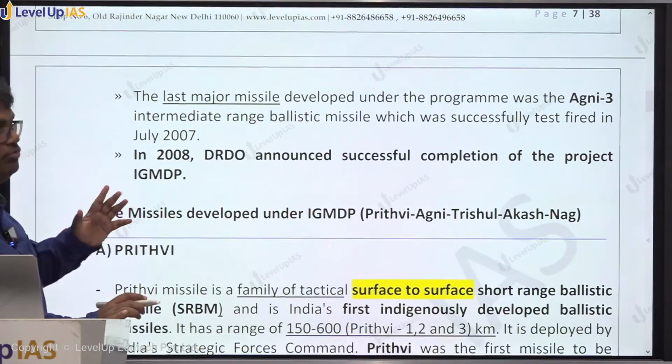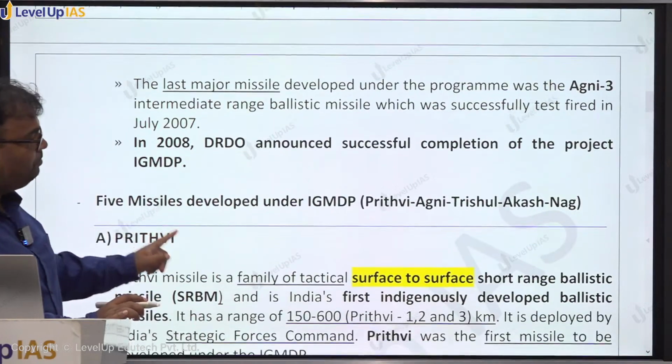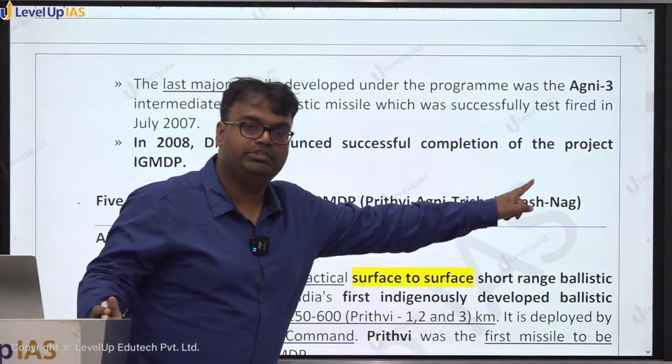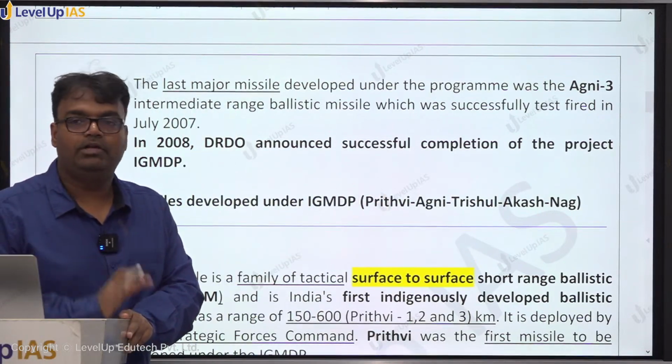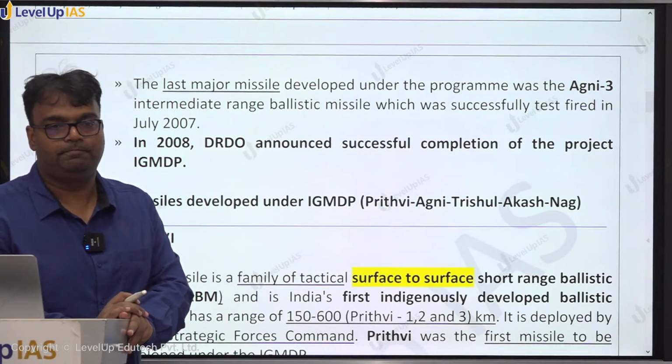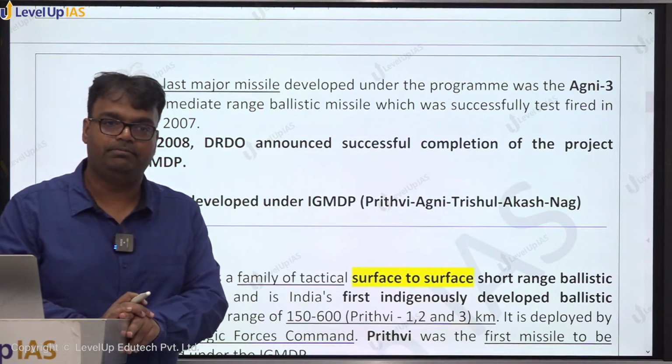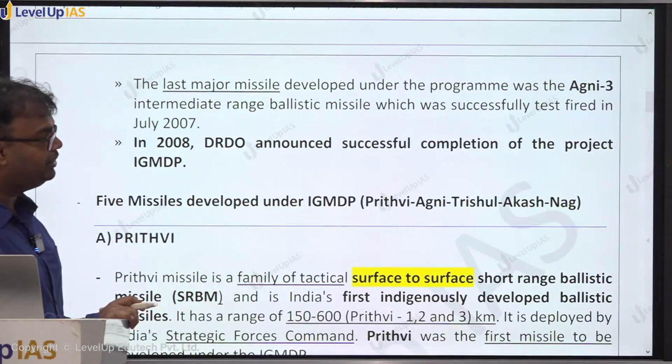So which were the missiles which were developed under this program? Prithvi, Agni, Trishul, Akash and Nag. Under this, Agni 1, 2, 3 were developed under this initiative, the Integrated Guided Missile Development Program. So Prithvi, Agni, Trishul, Akash and Nag.